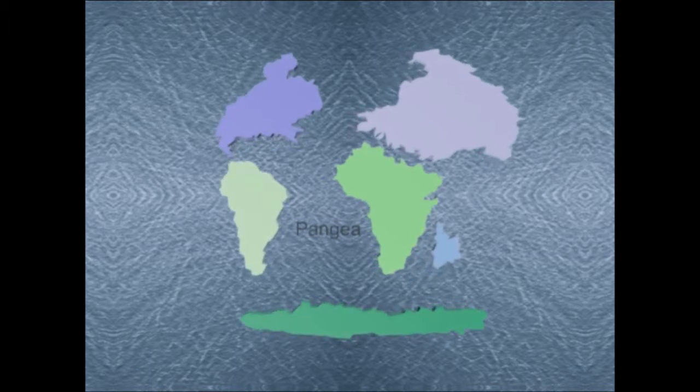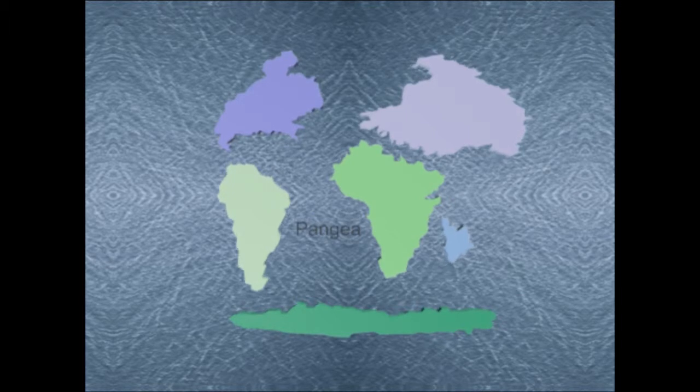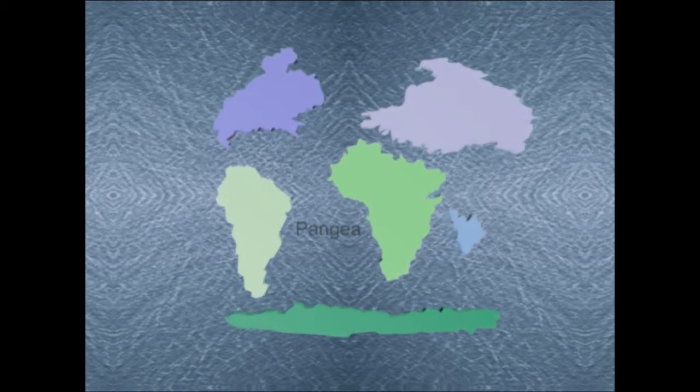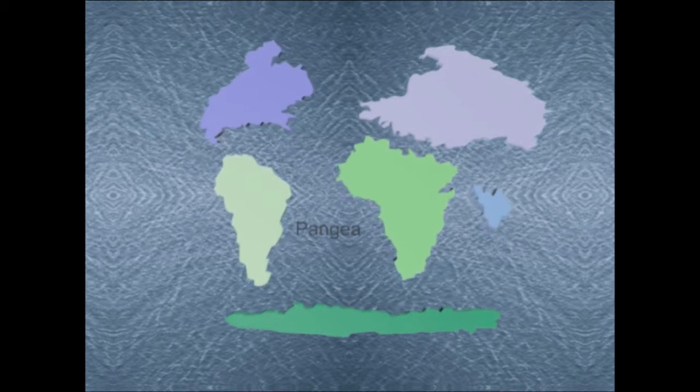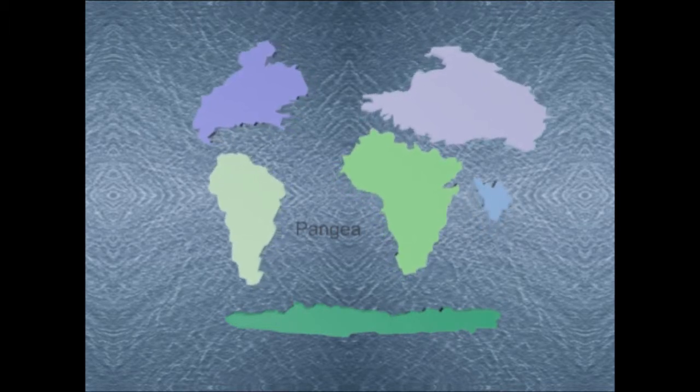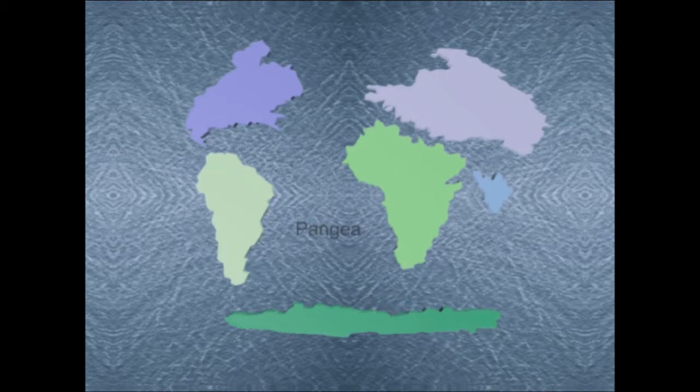Continental drift is the movement of continents over the Earth's surface and their change in position relative to each other. Seafloor spreading is the creation of new oceanic crust at mid-ocean ridges and movement of the crust away from the mid-ocean ridges.